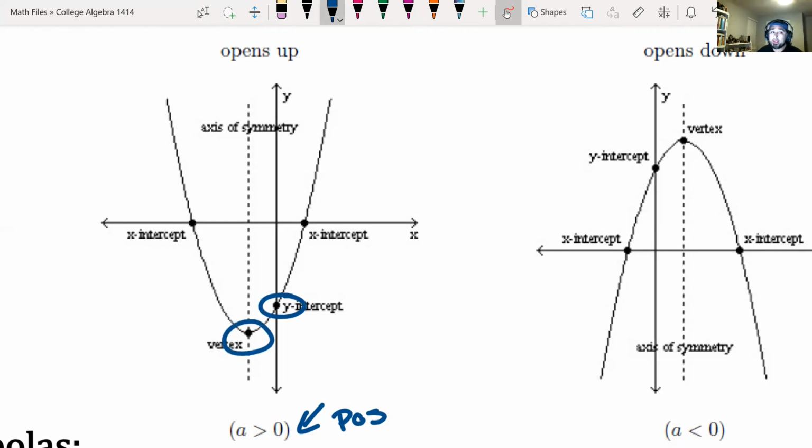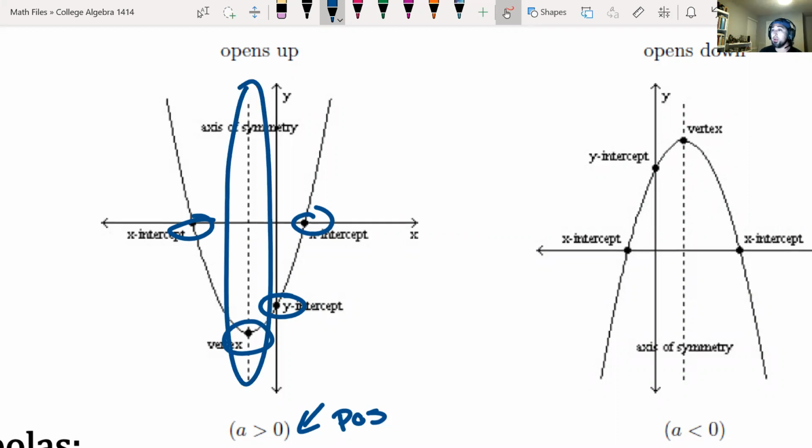And then based on the equation of your quadratic function, you will either have two x-intercepts, one x-intercept, or no x-intercepts. So it all depends on the equation we're given. And then the last part is the axis of symmetry, which is the line that cuts straight through the middle of the parabola, goes straight through the vertex, and you can reflect points across it.